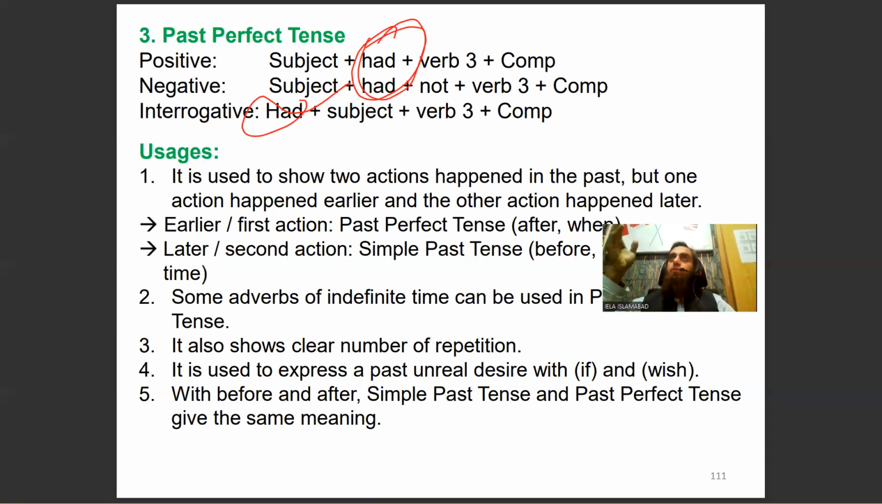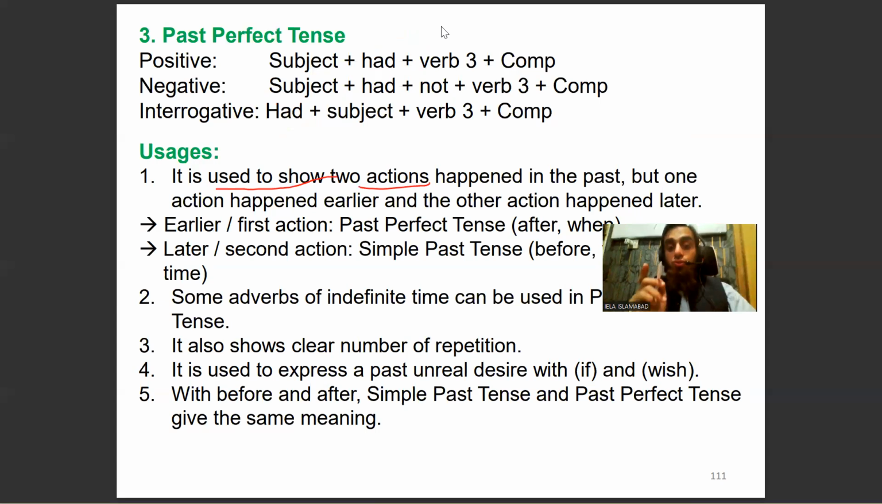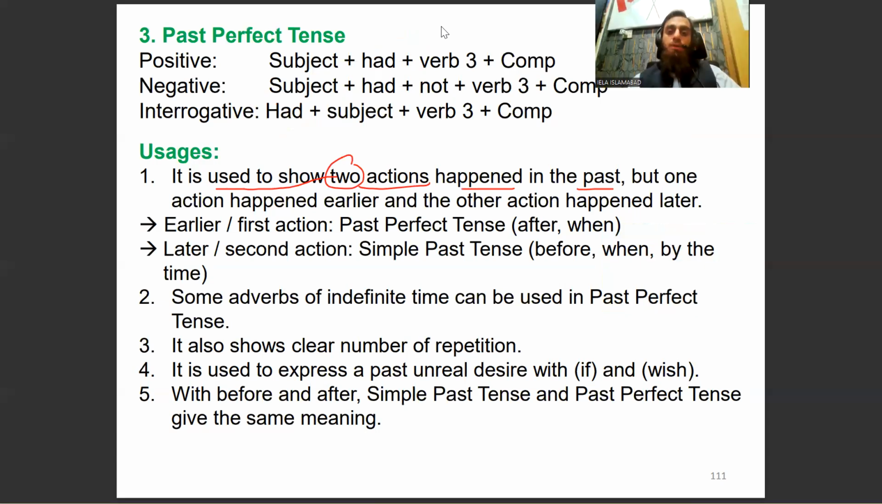While in present perfect, we would have studied that there we use has for he, she, it or a singular name, and have for plural or I, we, you, they, right? But here only had in past perfect tense. What are the usages? Let's see some of the usage. It is used to show two actions. Two actions happened in the past, but one action happened earlier and the other action happened later.